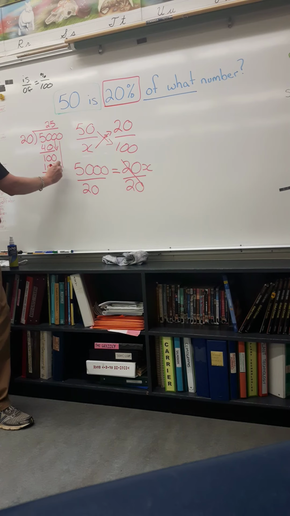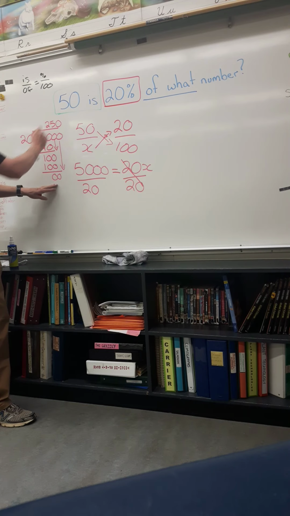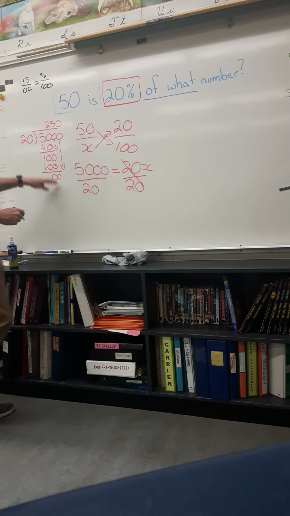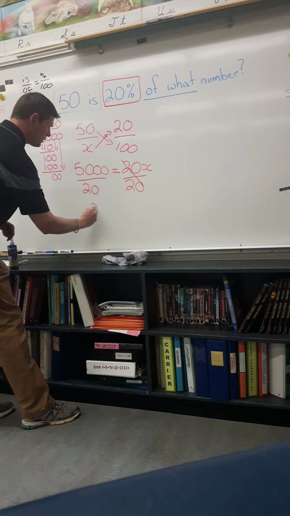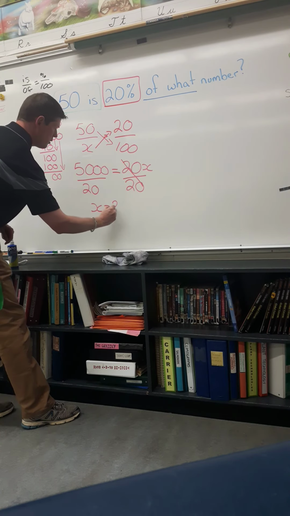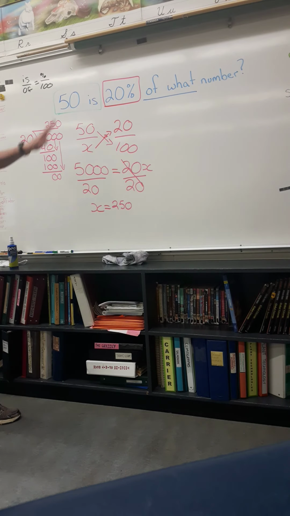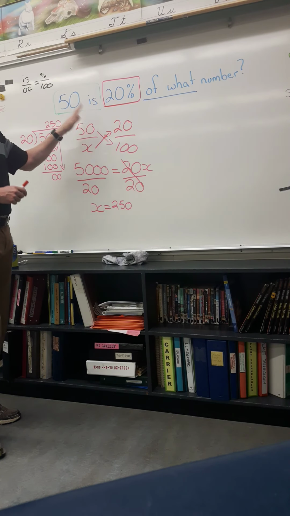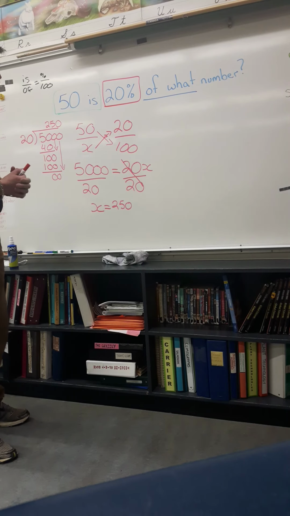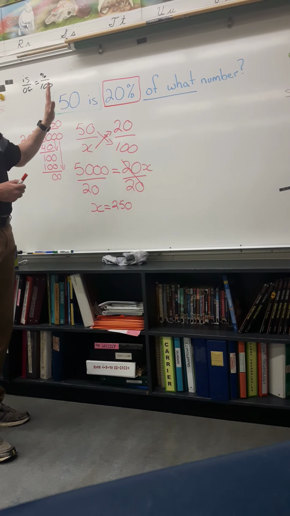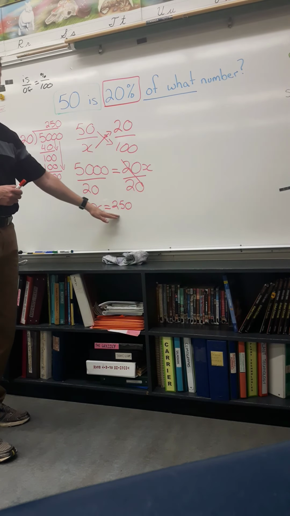I still have to drop my last 0. Does 20 go into 0? No. So we have to add that onto our quotient. So we are now left with x equals 250. So when you look at the original question, 50 is 20% of what number? We can say with confidence that 50 is actually 20% of the number 250.